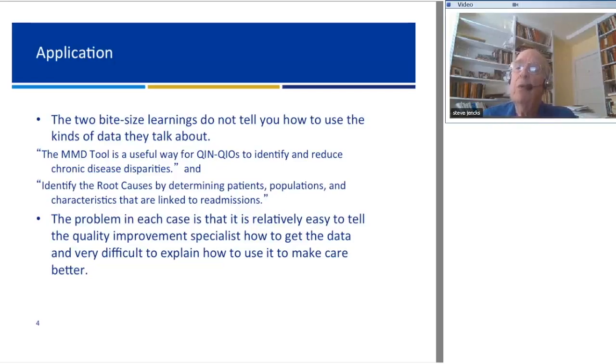And getting a root cause out of the kind of data that's discussed here is not going to be very practical unless you do a lot more talking to the patient to understand whether things that look like they might be root causes really are. The problem in each case is that it's relatively easy to tell one of you, quality improvement specialists, how to get the data. And it's very much more complicated to tell you how to use it to make care better.